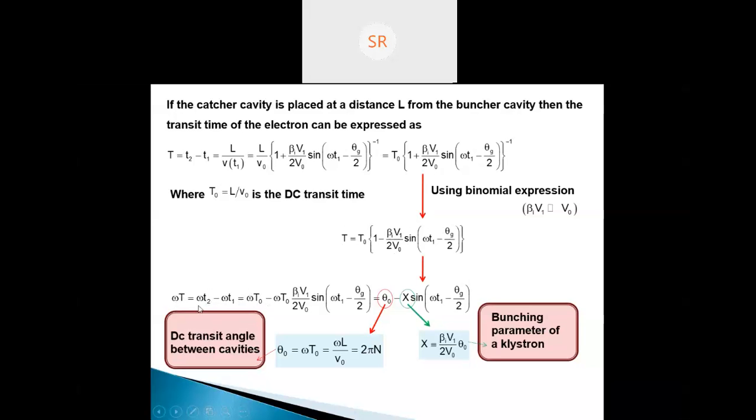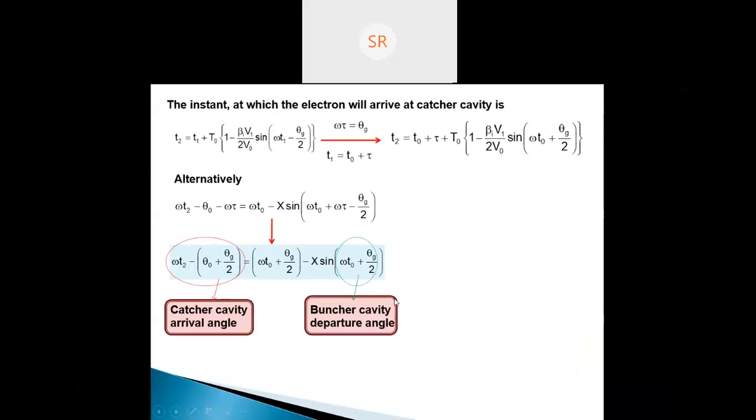Omega T2 means the end time, and the transition starts here. If you continue solving the equation, we'll get theta 0 equal to omega T0, omega L by V0, equal to twice pi n. And this X is the bunching parameter of a Klystron. X is equal to beta I V1 by twice V0 times theta 0. This is the DC transit angle, and this is the bunching parameter. X is a constant whenever we have a fixed value of beta I, so X will be constant, that is 1.814.